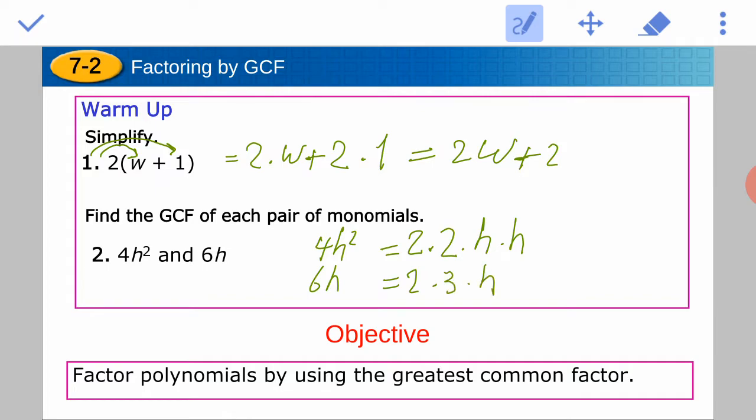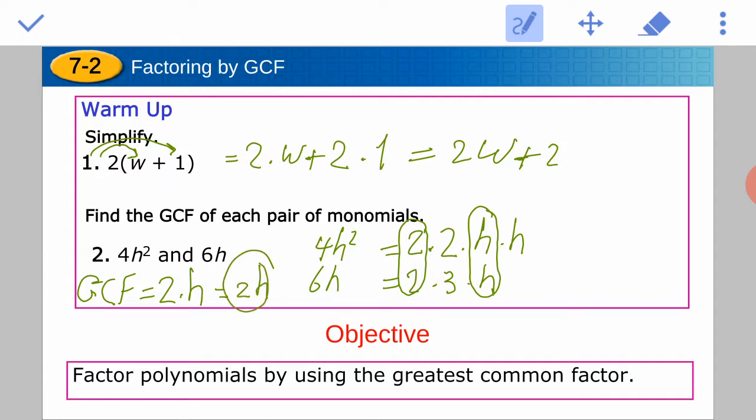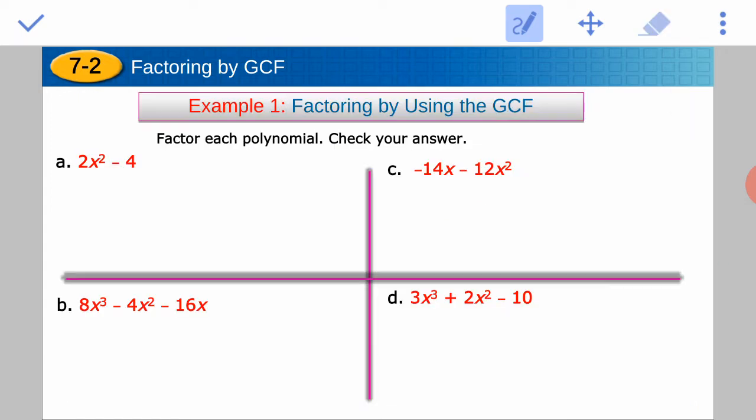Remember guys, to find the GCF, you need to circle any pair of common factors. I have this 2 and this 2, they are common. This h and this h are also in common, and you take one factor of each repeated or common pair. So you take 2 from this pair and you take h from that pair. So the GCF of these two monomials is 2h. Today our job is to factor polynomials by using the GCF.